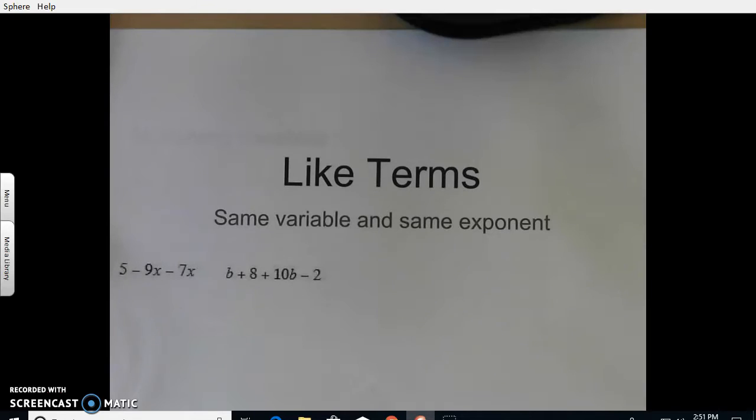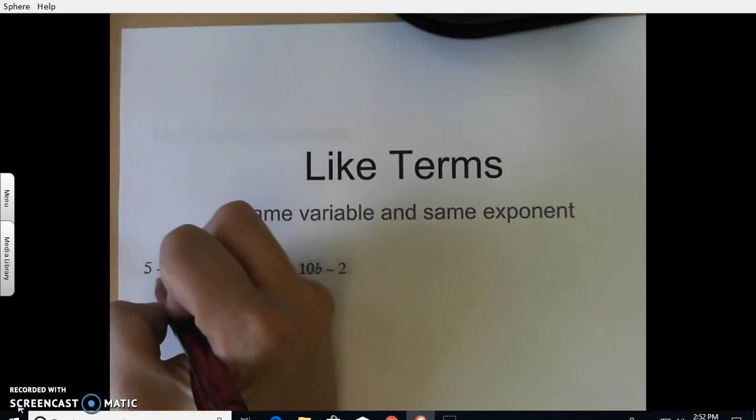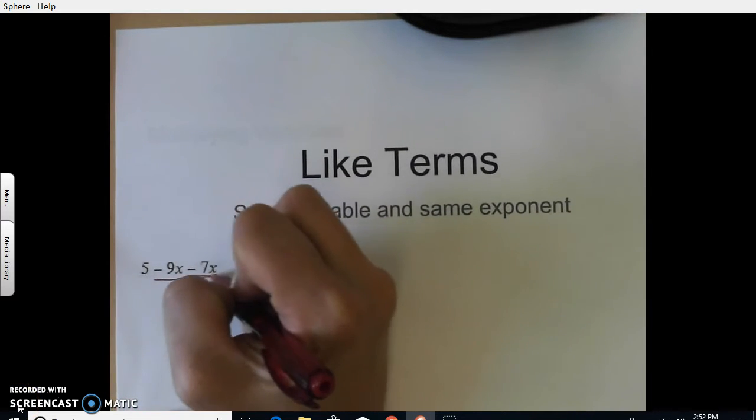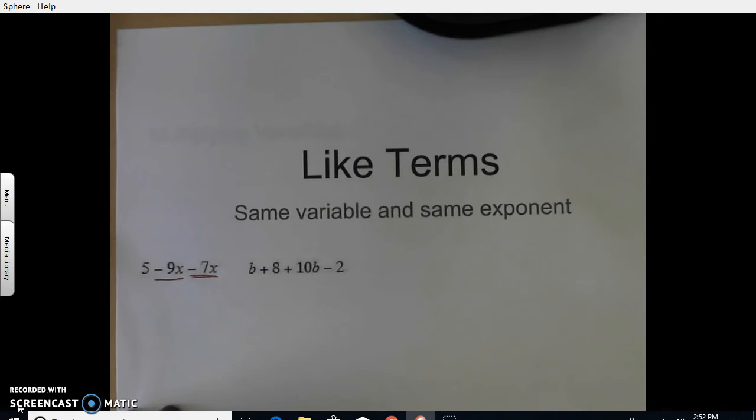Guys, today we're going to have a video on solving equations and like terms. First, like terms need to have the same variable and the same exponent of that variable to be able to be combined. If we are adding or subtracting, we add or subtract these like terms by combining the coefficients and keeping the variable. So in this first example, negative 9x and negative 7x are like terms.